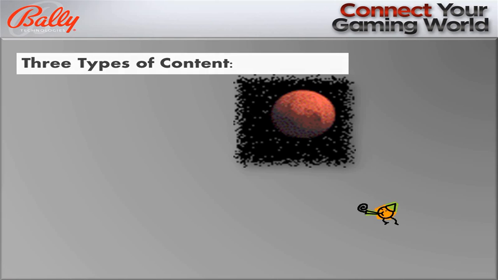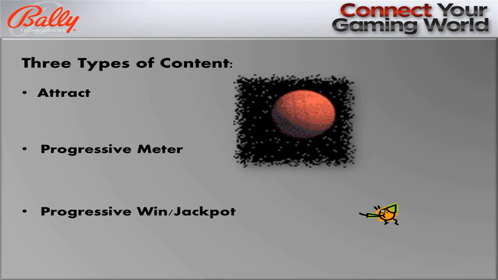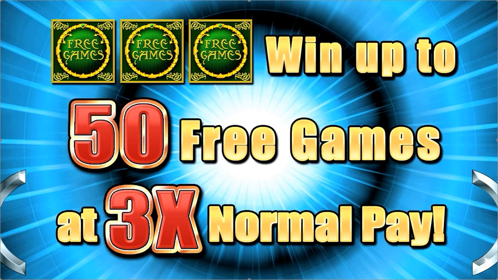As mentioned in our agenda, we want to start with understanding the various types of content there are. There are three types. You have attract, you have progressive meter, and you have progressive win or jackpot. Okay, that was easy. Let's look at the difference of each type of content.